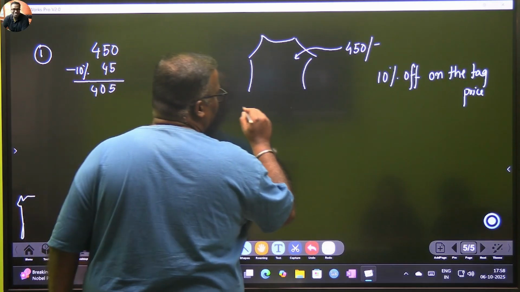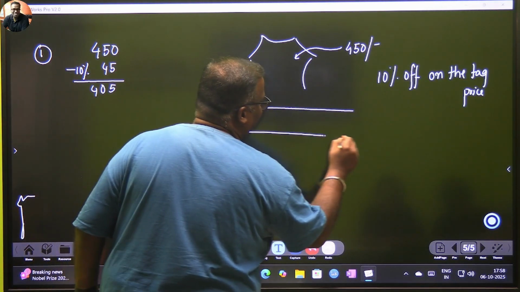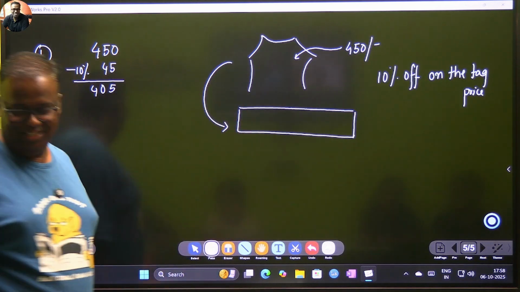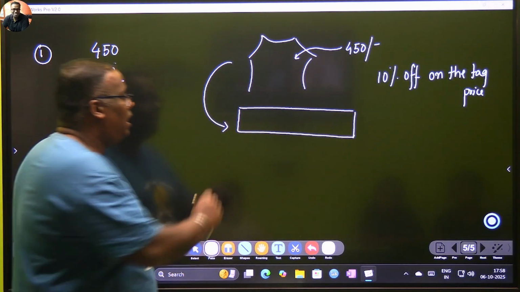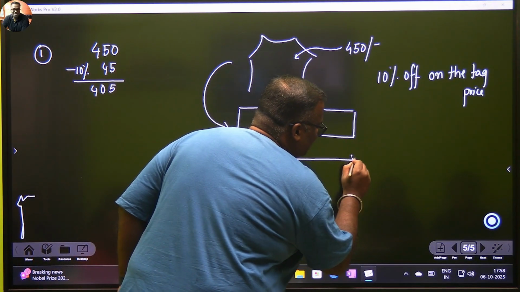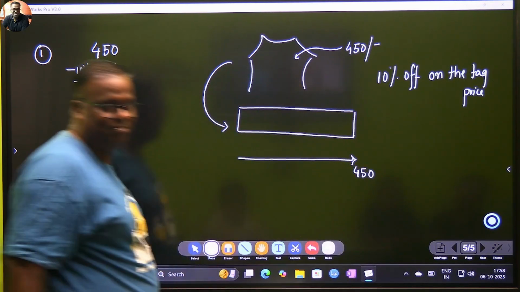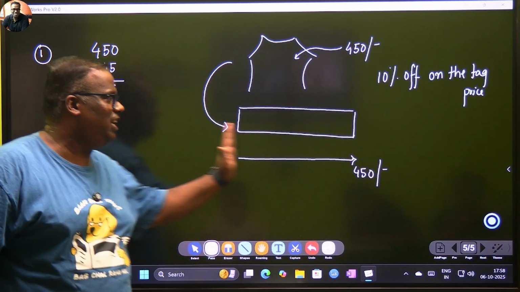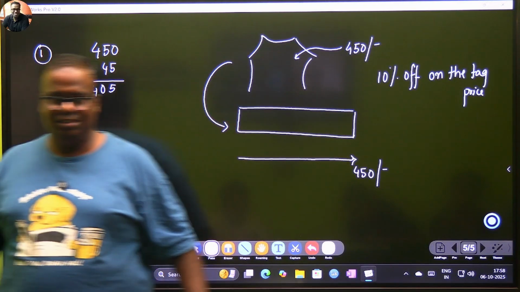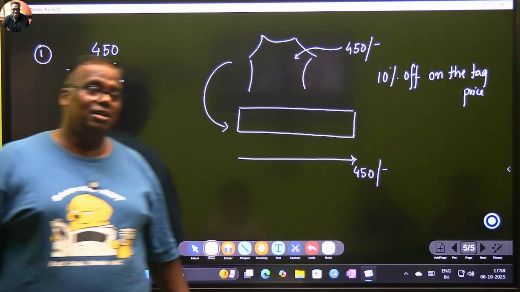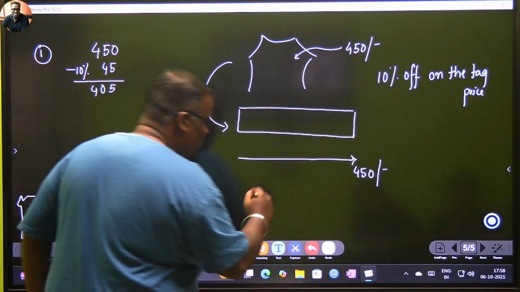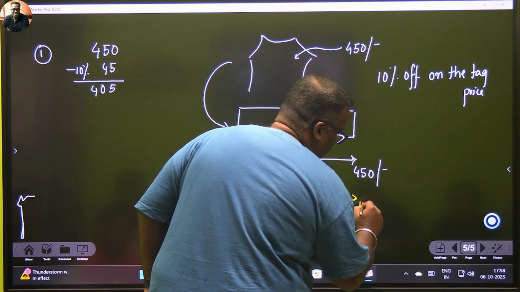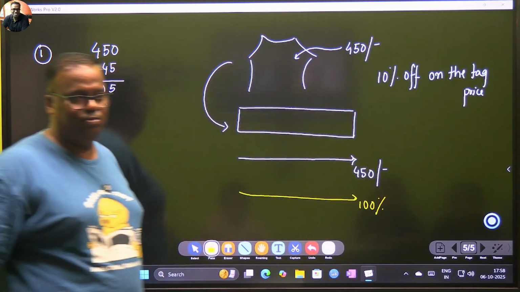Let us say his t-shirt is like a Dairy Milk. His t-shirt is a Dairy Milk. And the entire price of the Dairy Milk is how much? 450. 450 rupees is the price of his t-shirt, which we have made like a Dairy Milk. I'll also draw the percentage scale parallelly. So if I draw the percentage scale, 450 is the 100% price of the t-shirt.